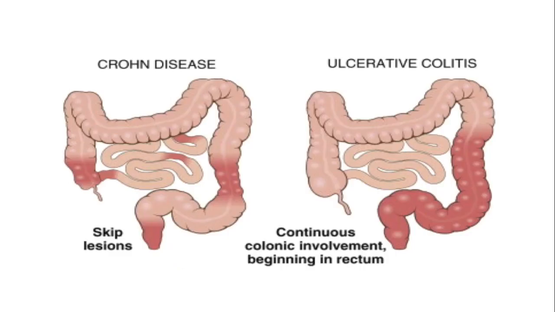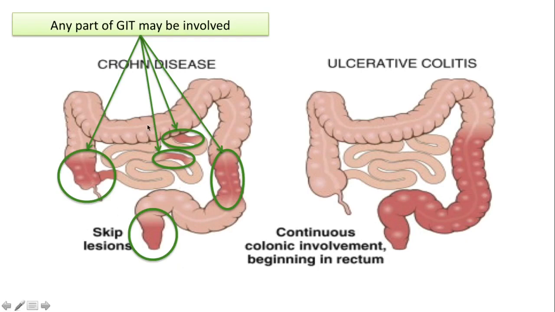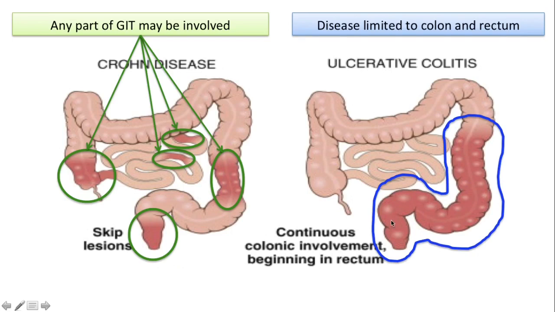Okay, so just to illustrate those points a little bit better with images. So this is in terms of involvement. Crohn's disease can affect anywhere, but ulcerative colitis is limited to the colon and rectum.